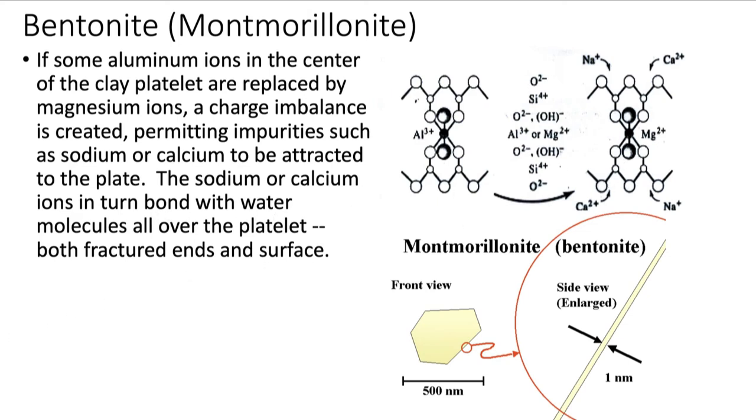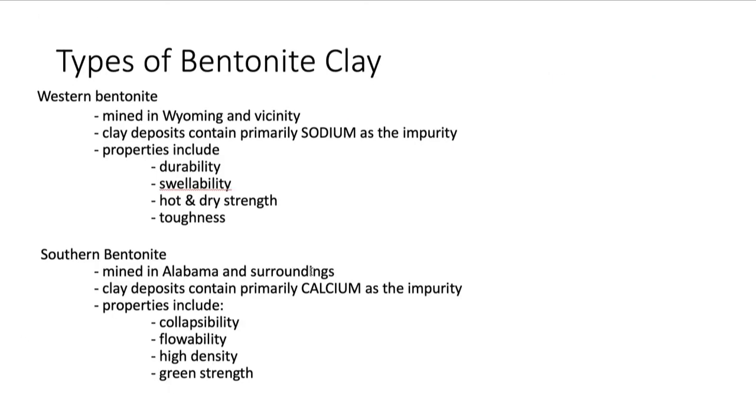Okay, so the different types of clay have different properties. Western bentonite usually is used more often in iron operations where you're going to have high temperatures, so that you have dry strength.